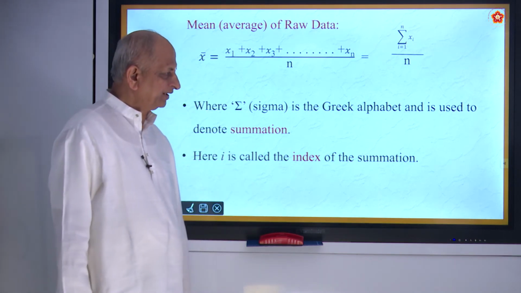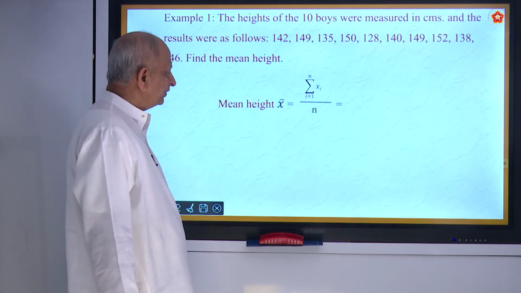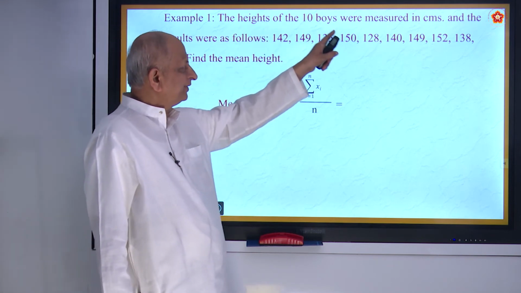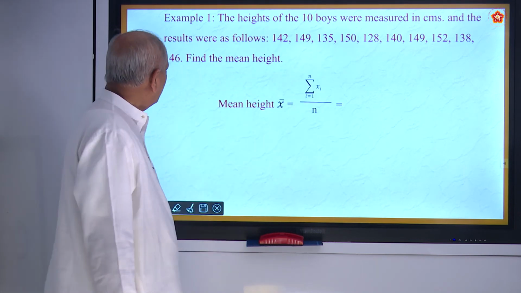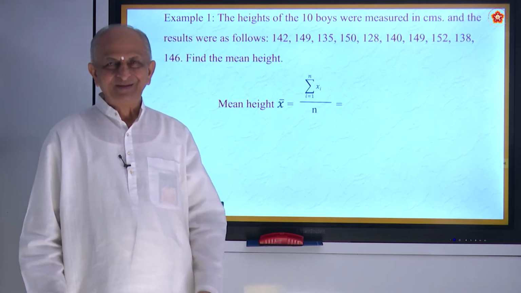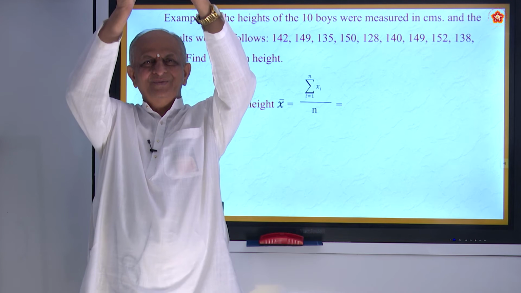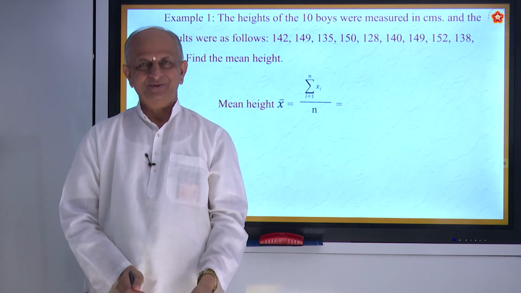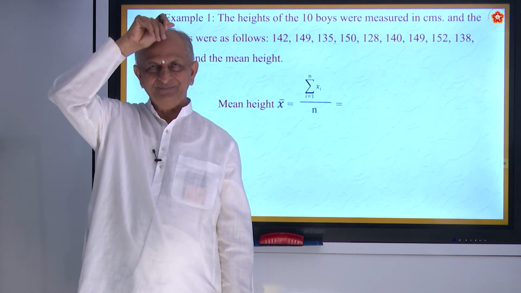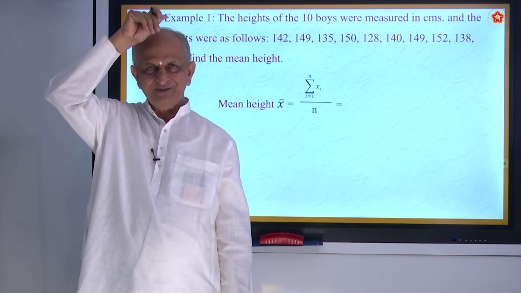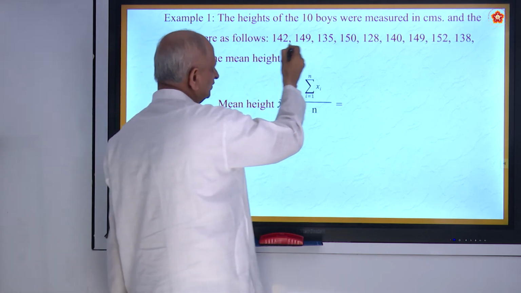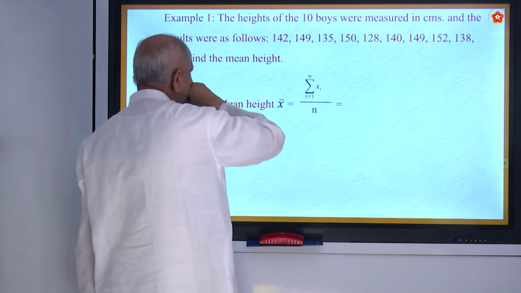Shall we take one example? So we'll start with one example now. The heights of 10 boys were measured in centimeters and the results were as follows. How do you measure the heights? There will be a special device, right? One vertical scale will be there. You are made to stand on that, and they keep some support for your head to see the height. And these are the heights noted. This is what is called data.